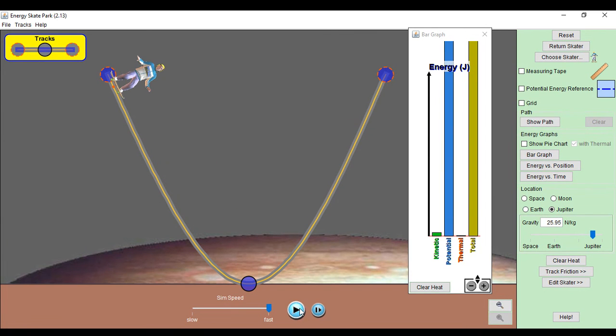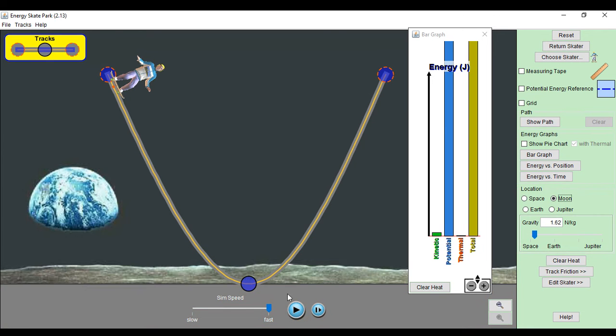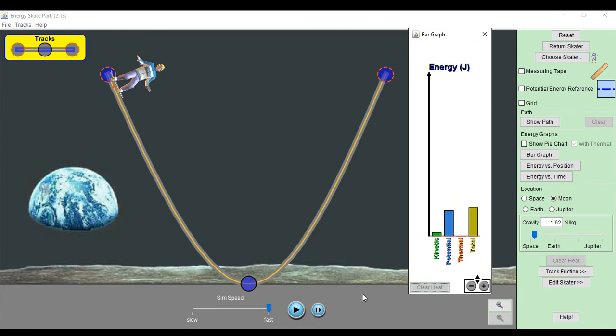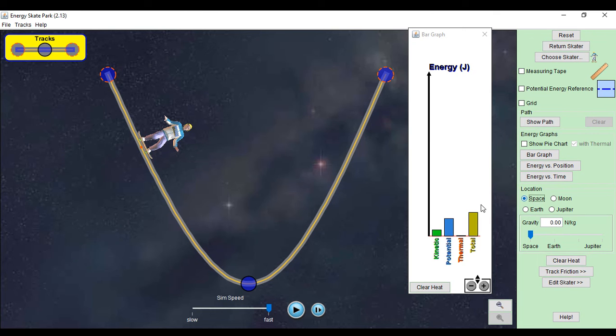All right, let's pause it. What if you went to the moon? If you're on the moon, you have less gravity. So the transfer still happens, but you just have less. Oh dear, there he goes. Well, the transfer still happens, but you just have less total energy that you're working with. And if you were truly in outer space, there is no gravity, so you have no potential energy. And according to Newton, you would just move in a straight line forever. Bye-bye.